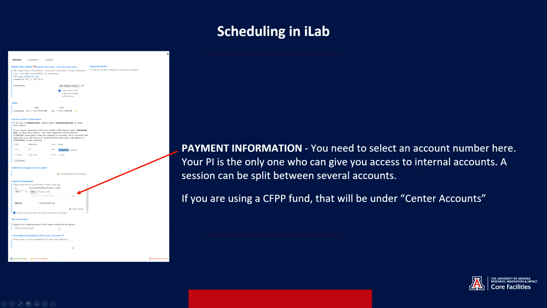Make sure you give us an account number here. Your PI is the only one that can give you access to accounts, and you can split things between multiple accounts if, say, the first half of your session was on one grant and the second half of your session was related to a different grant. If you happen to be using core facility pilot funds, there will be another option that you have access to, and the pilot fund account will be under center accounts.